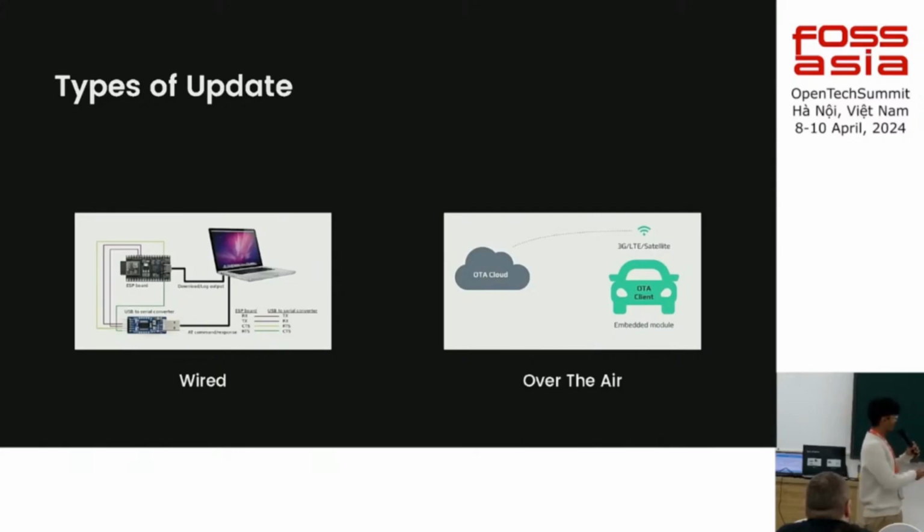The second way is over the air update, which is most widely used. You have a centralized OEM server and the vendor pushes the update wirelessly, and your IoT device will pull that update from the centralized server. But since it's wireless and a centralized server is being used, it is not that secure. Now we'll see how we can improve the security of this system.